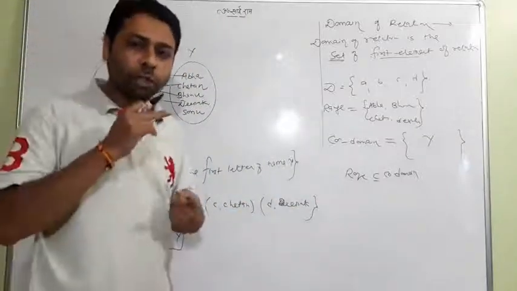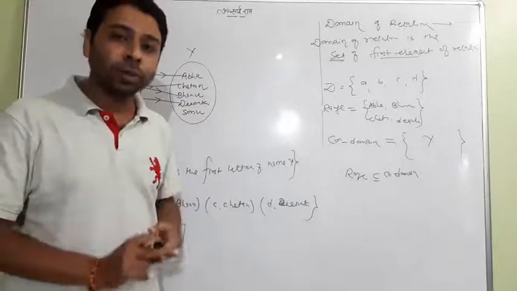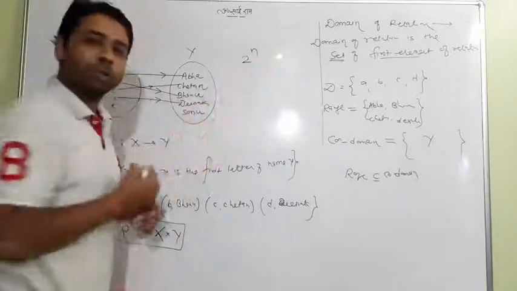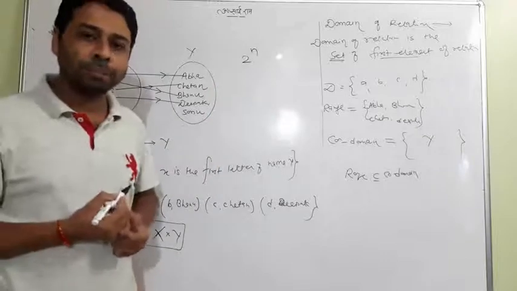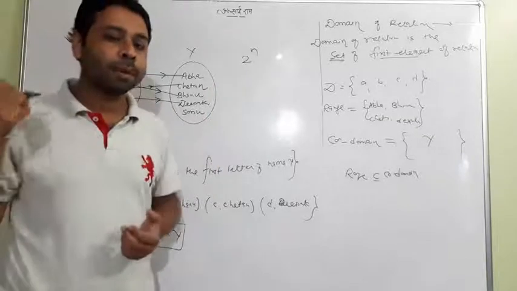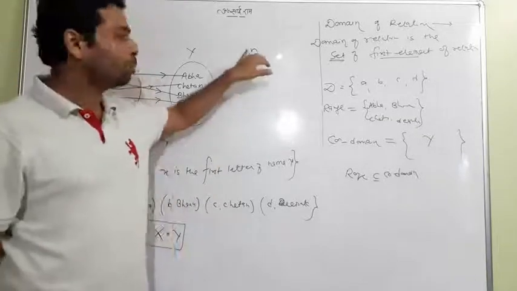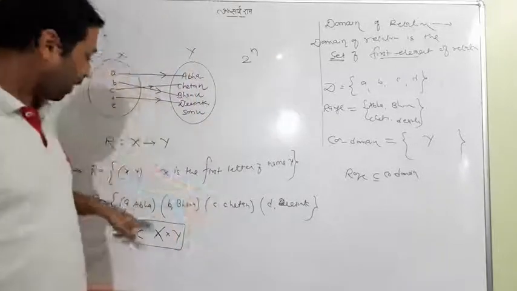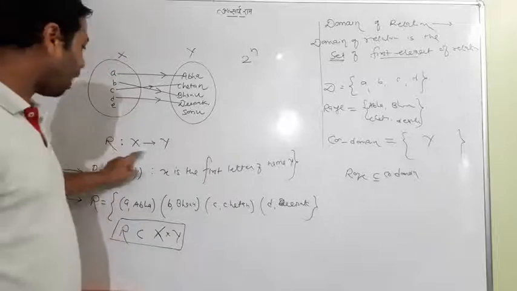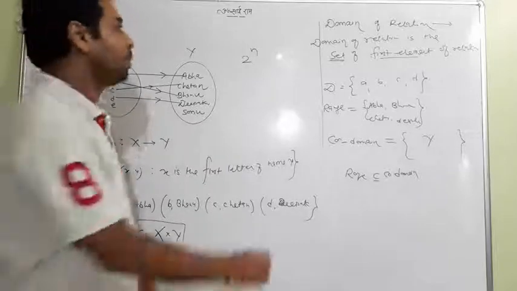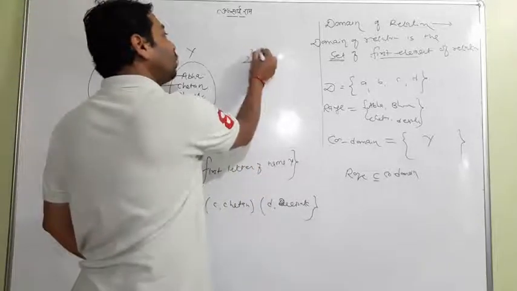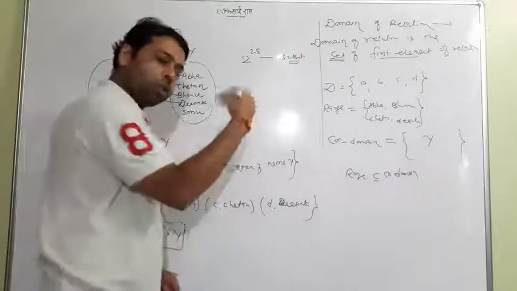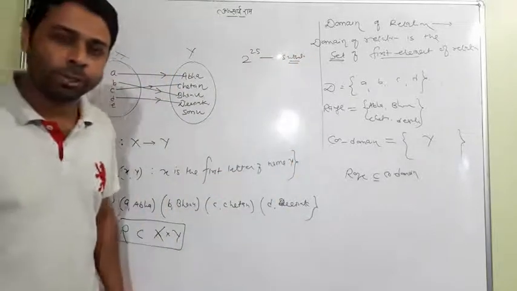I taught you what a relation is. How many relations can you form from X to Y? 2 to the power n. What is n? The number of elements. Meaning first you have to find the number of elements, then you can find 2 to the power n. Here in X cross Y, how many elements were there? 25. So 2 to the power 25 subsets may be there, and as many subsets as you can create, that many relations you can find from the first set to the second set.